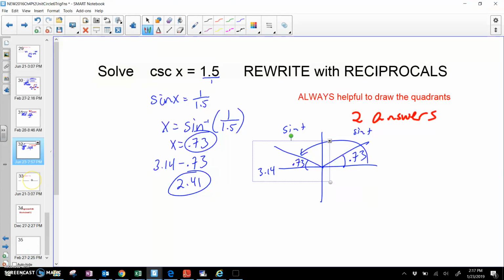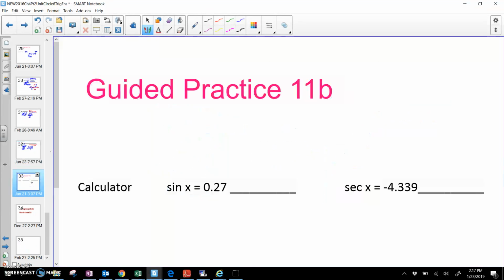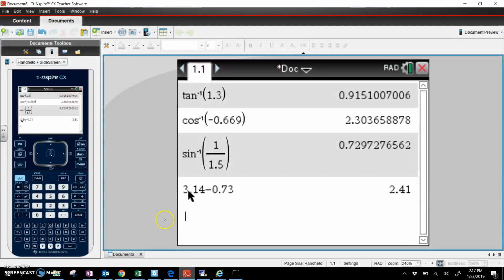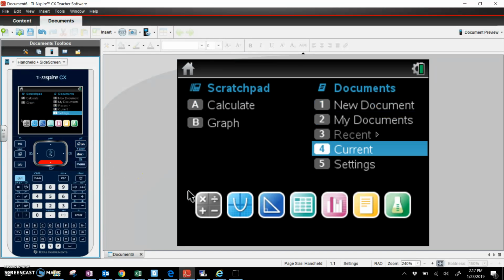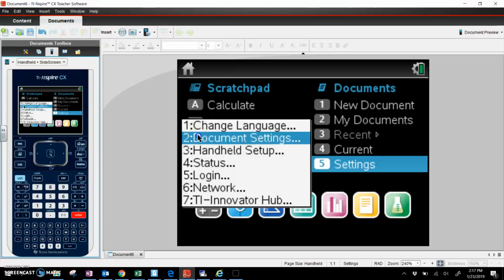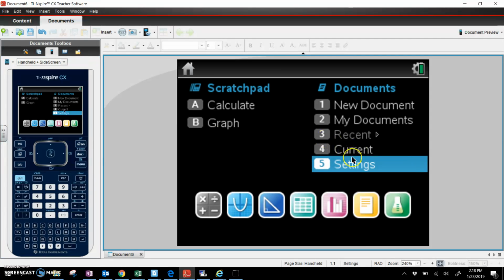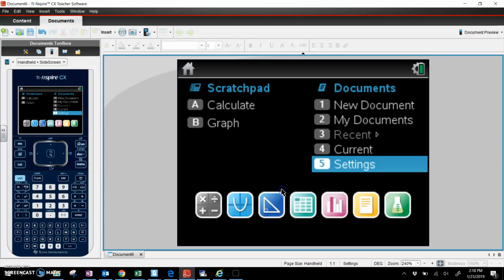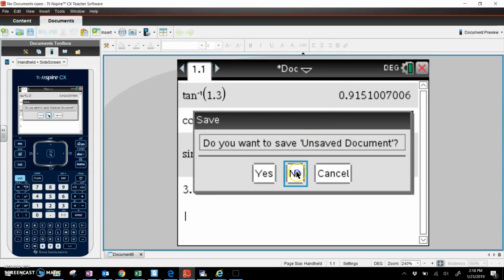Next thing I want you to do is, again, pause your last guided practice from this part, so 11b, and then check your answers. Now these did say to do degrees, so I do want to quickly review how I would change my calculator. I would go back to the home button, go down to settings, document settings, radians to degrees, and then make default, okay. And now I'm just going to open a new document. No, I don't want to save.